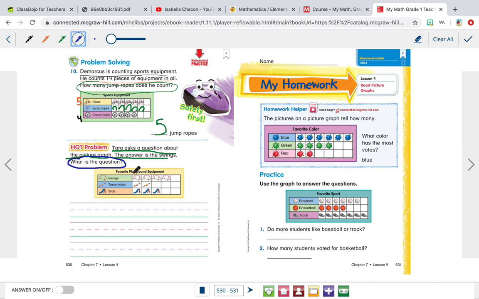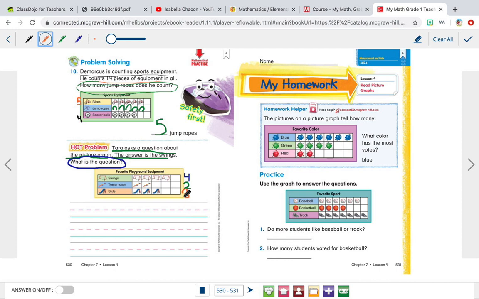So we know that Tara surveyed people. She said, here's our favorite playground equipment: swings, teeter-totter, and slide. How many people said that swings were their favorite? So 1, 2, 3, 4. So 4 people said that swings were their favorite. 2 people said that teeter-totter was their favorite. And how many people said that slide was their favorite? 1, 2, 3. So, what question would Tara ask where the answer would be swings?